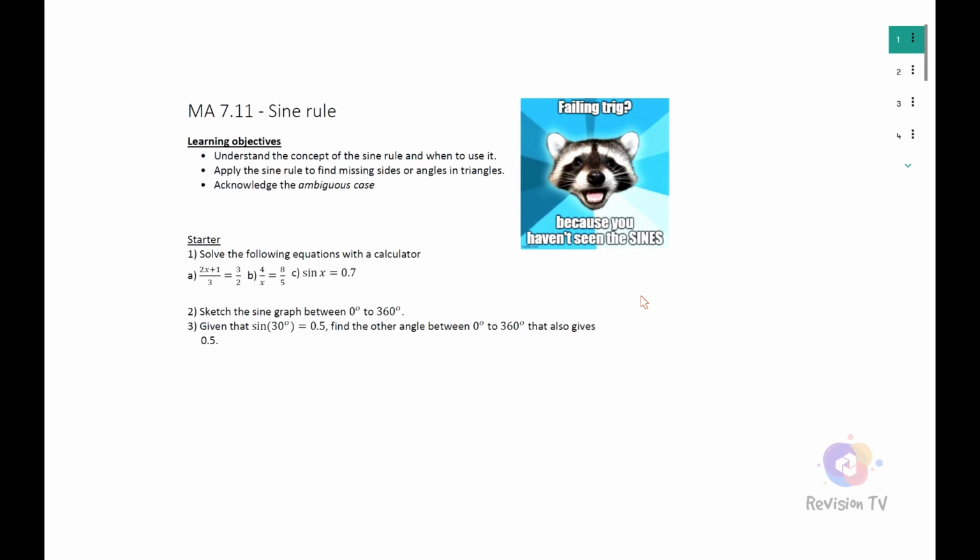Have you checked your star sign today? What does it say? I'm sure it must say today is the day that you do sine rule. Well, joke over. What's the learning objective?